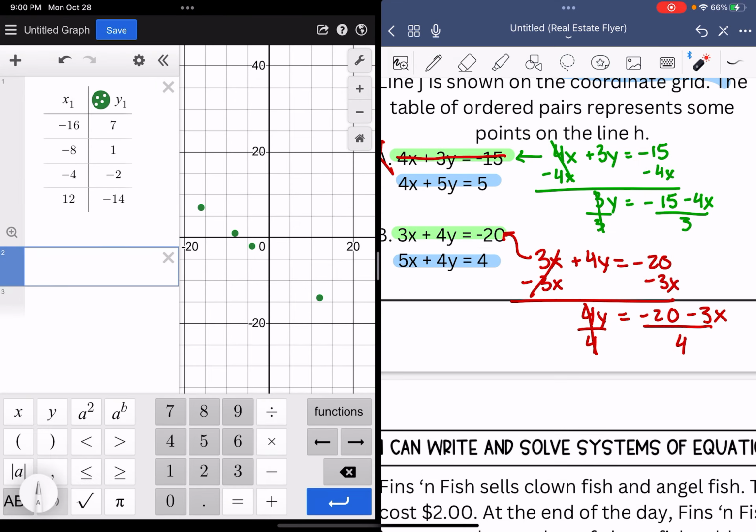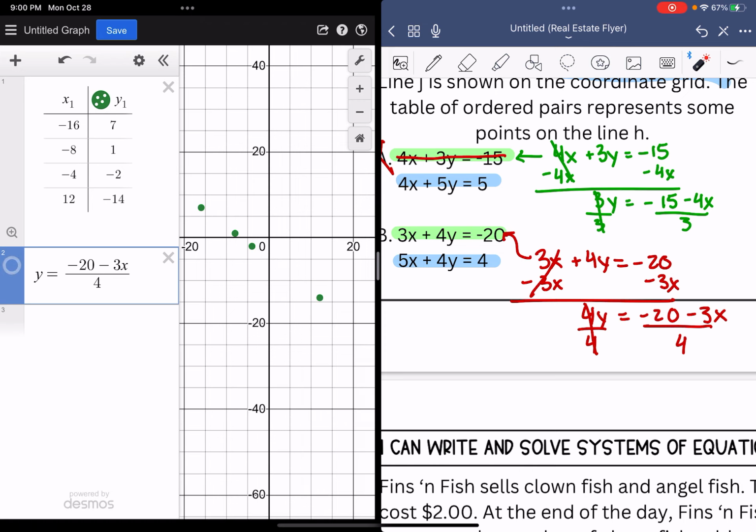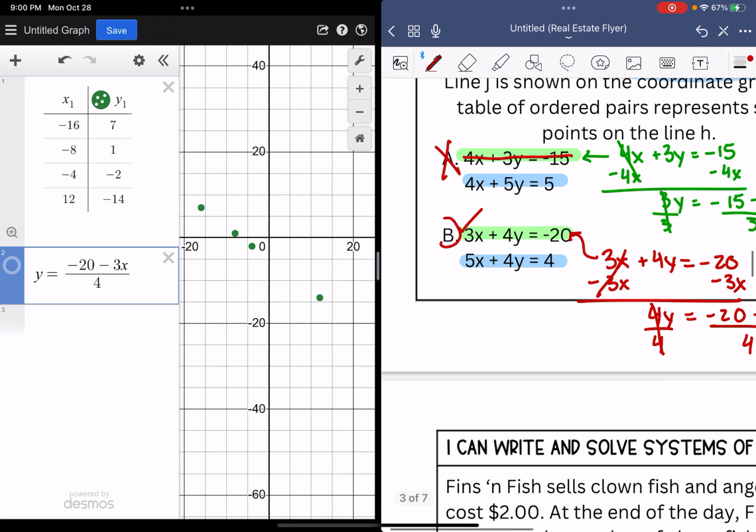Let's go see if that matched our table. Y equals negative 20 minus 3x over 4. And as you can see, that line goes perfectly through those 4 points from the table. And since it goes perfectly through those green dots, that is my answer. That one is A. So that is B.